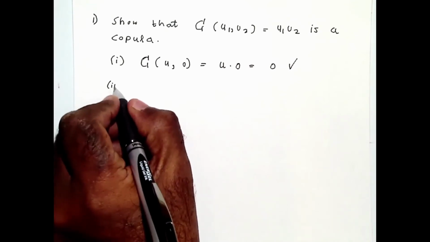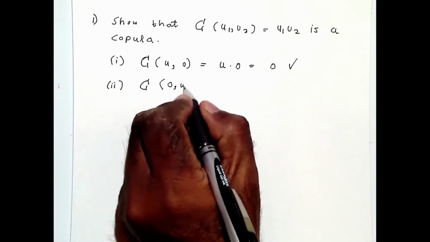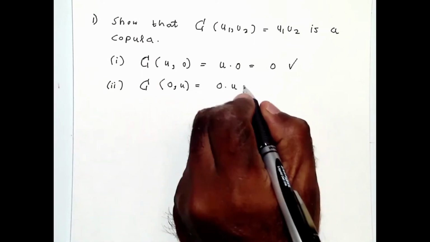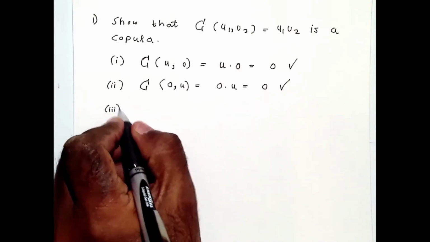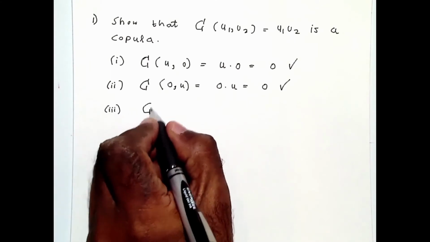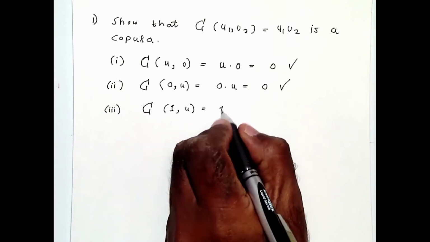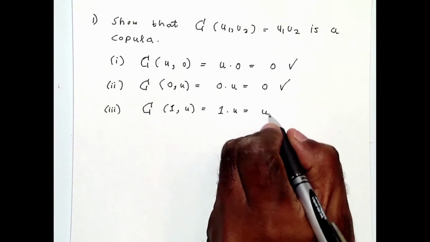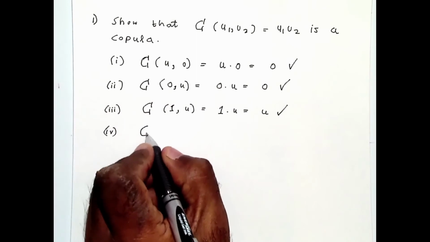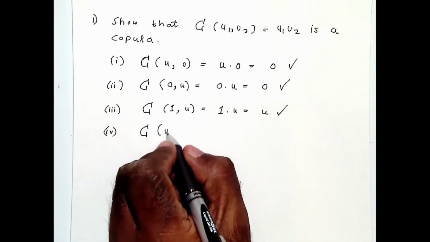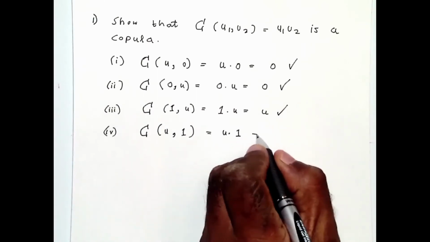The second condition is that c of 0 comma u, so 0 times u, which is 0, so it's satisfied. Condition 3 is that c of 1 comma u, which is 1 times u, which is equal to u, satisfied. Condition 4, c at u comma 1, which is u times 1, which is equal to u.